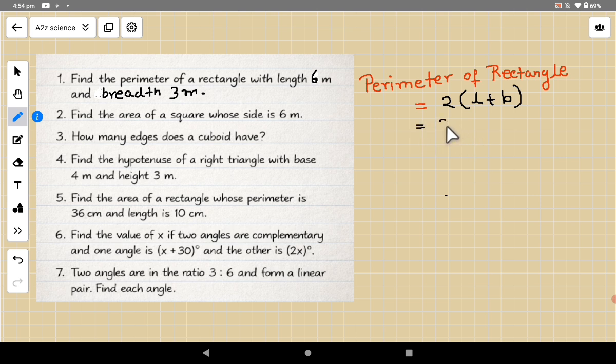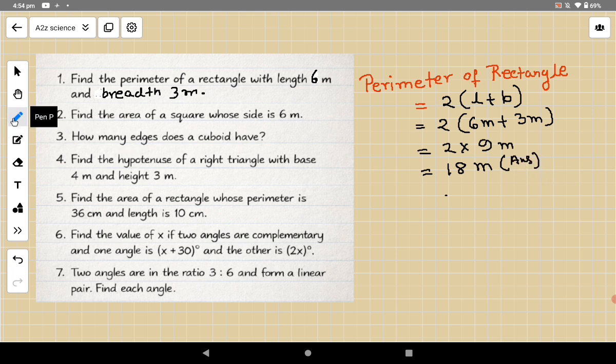Now here length is given as 6 meter and breadth is 3 meter. So 2 into, first we have to solve the brackets part. 6 meter plus 3 meter becomes 9 meter, and the answer will be 18 meter. See how simple that is? Next question.